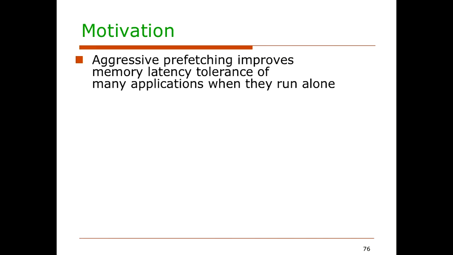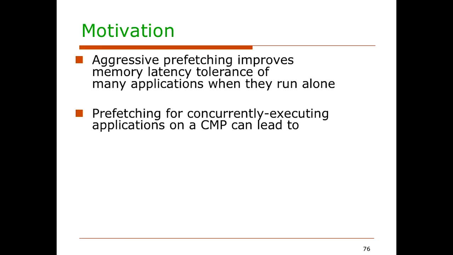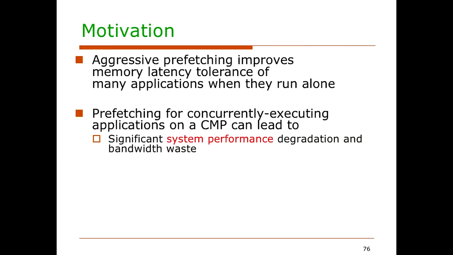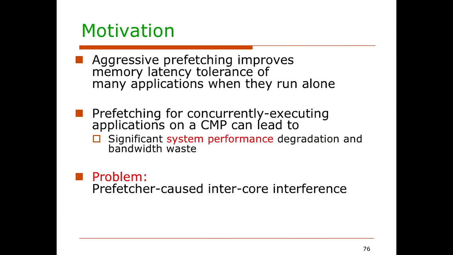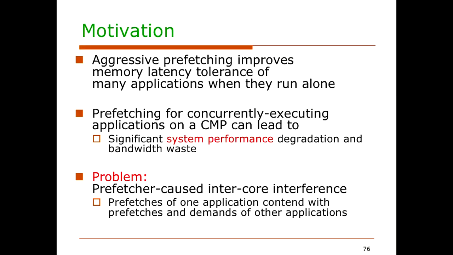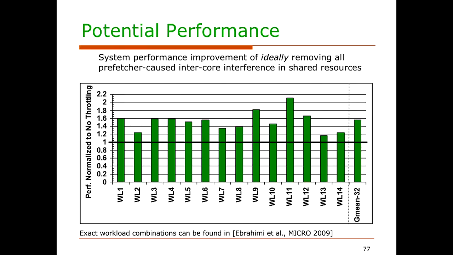Okay, so basically, aggressive prefetching improves memory latency tolerance when many applications run alone. But if you have concurrently executing applications, you can get system performance degradation and bandwidth waste. And one of the problems is prefetchers cause intercore interference. Right? This is something we did not tackle so far. Prefetches of one application contend with prefetches and demands of other applications. So this is some data related from this paper.